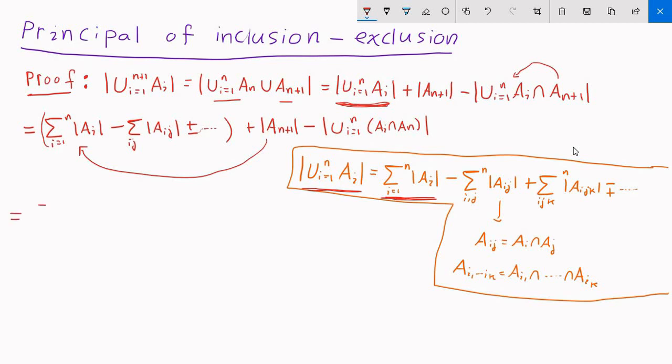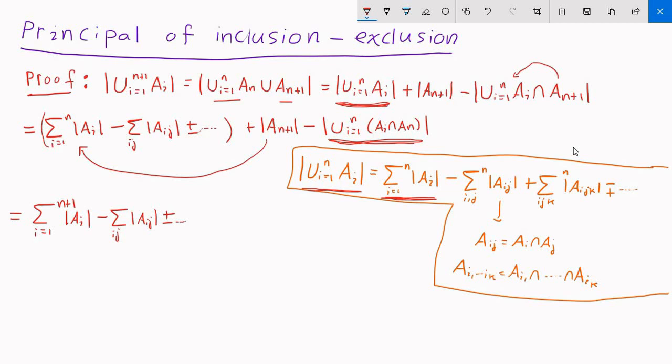So I can rewrite this expression as the sum i equals 1 now up to n plus 1, and it's starting to look like the result we're trying to establish. Again, I'm subtracting the pairwise intersections, adding the triple-wise intersections, subtracting the quadruples, and so on. And now for the last term, again, this is now just a union of n different sets. And so by our induction hypothesis, we can apply the principle of inclusion-exclusion.